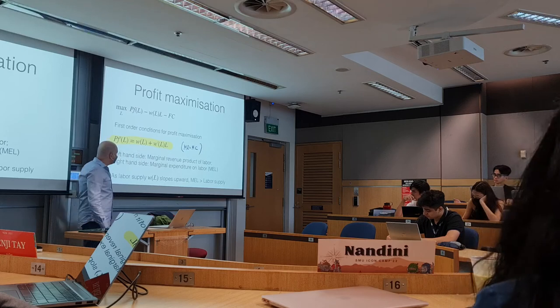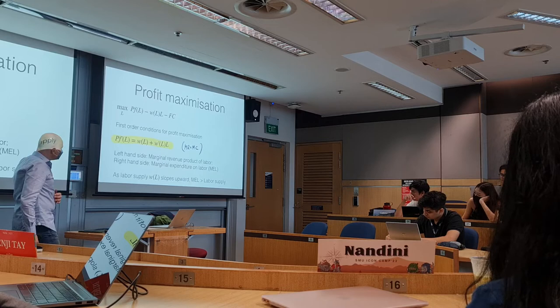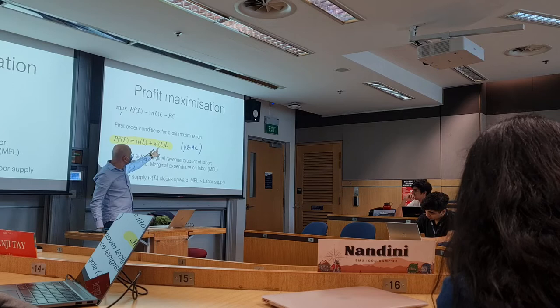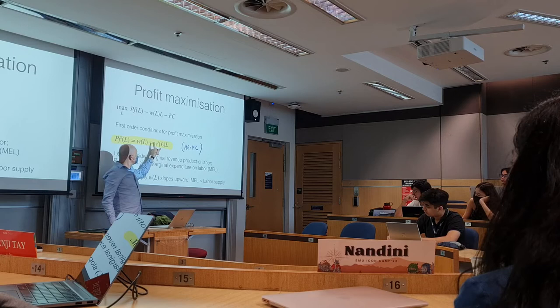Say about 0.1 to 0.3 are equal, then this is the marginal cost of labor, the derivative of W as a function of L times L with respect to L. So this is the labor supply. This is positive. So the marginal cost of labor is above the labor supply.